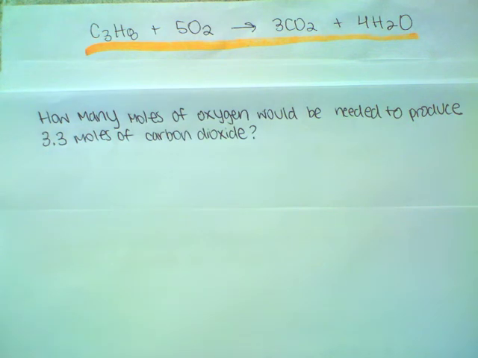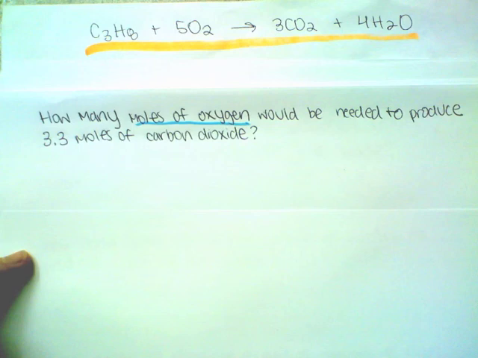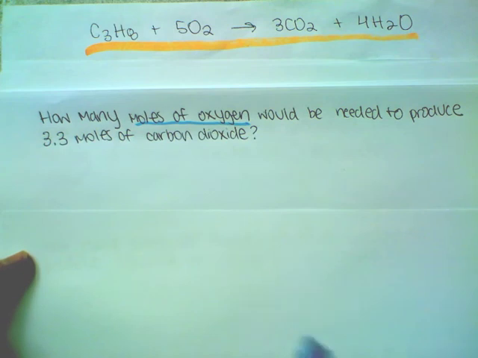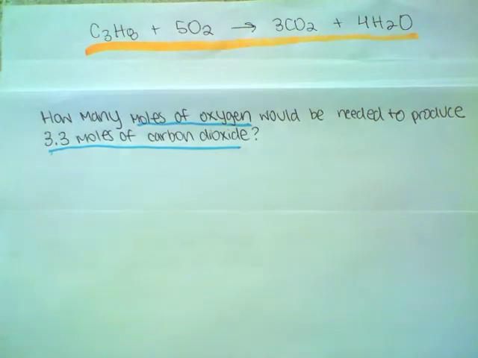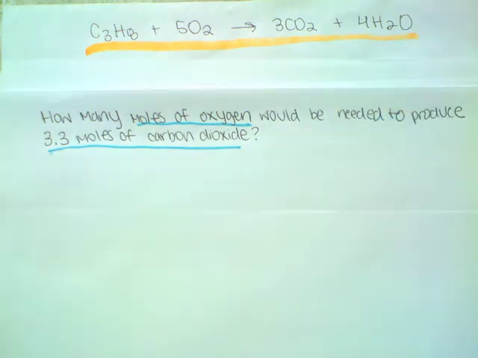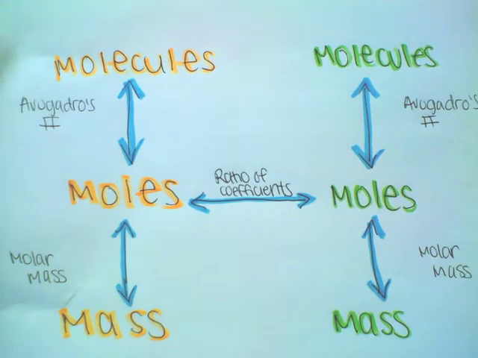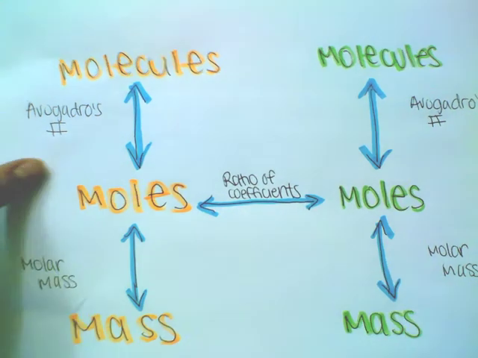So let's just pull the information that we need out of the equation. I see that it's asking how many moles of oxygen, and it gives us 3.3 moles of carbon dioxide. So we're going from moles of one substance, oxygen, to moles of another, carbon dioxide. If you look at your graphic organizer, if you're going moles of one substance to moles of another, we can do that in one step using ratio of coefficients.